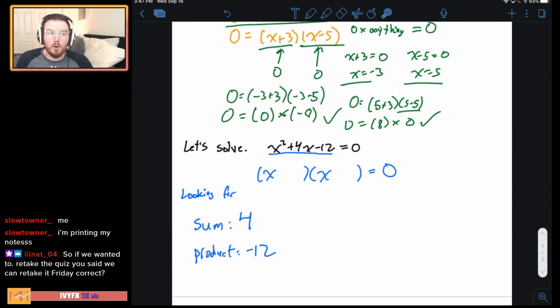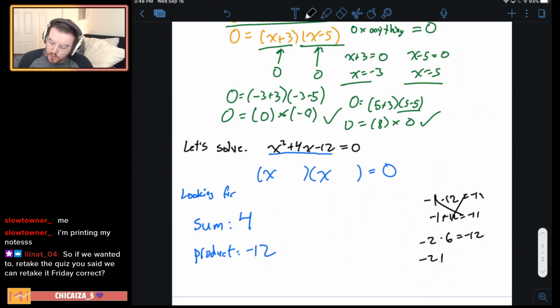Now, let me tell you what I would have told you in the past. I would have said, well, guess and check. What two numbers multiply to negative 12 and add to 4? Well, negative 1 times 12 equals negative 12, but it doesn't add to 4, so that one's out. Negative 2 times 6 equals negative 12, and negative 2 plus 6 equals 4. We just found our winners. That was easy because these numbers are smaller.